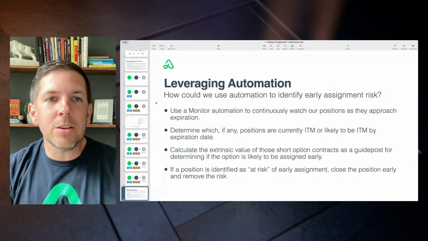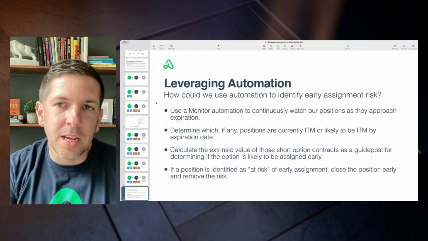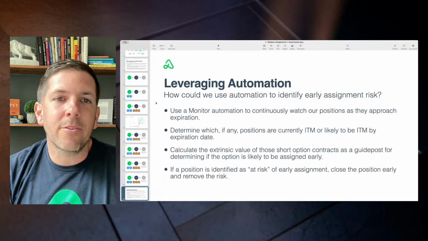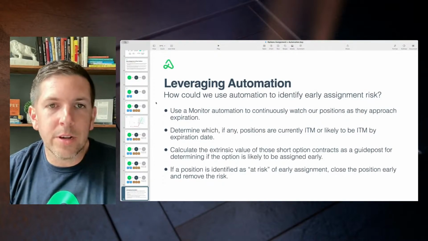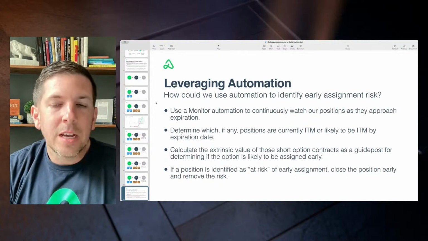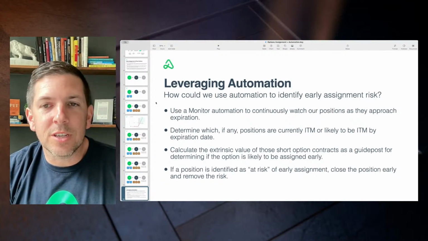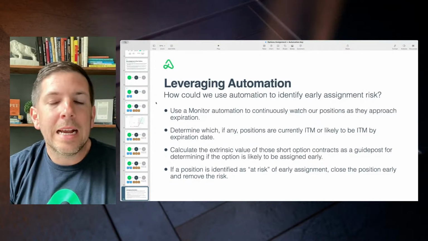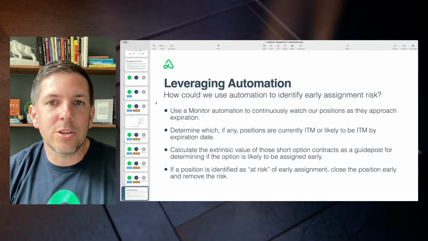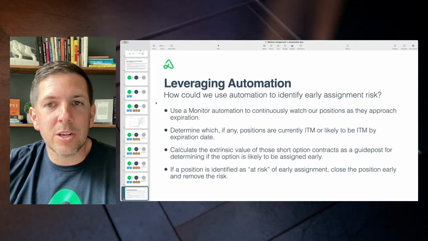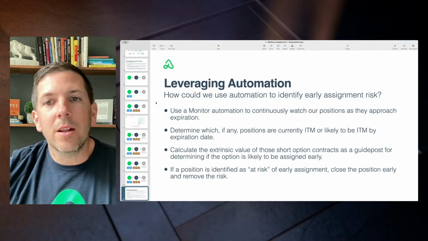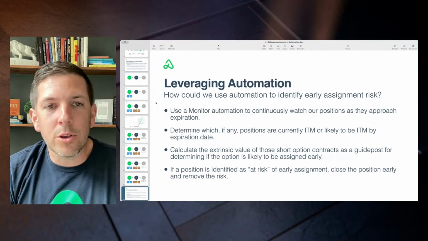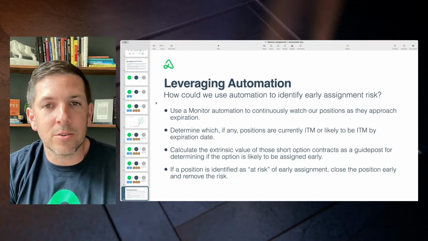All right, so how can we use this to leverage automation? How can we use it to identify early assignment risk? Well, the first thing we can do is use a monitor automation to continuously watch our positions as they approach expiration. Remember, one of the big components of this is how close you are to expiration. The further out you are from expiration, the less you have to worry about it. The closer you get, the more you have to worry about it. So we can use a monitor automation to monitor this for us.